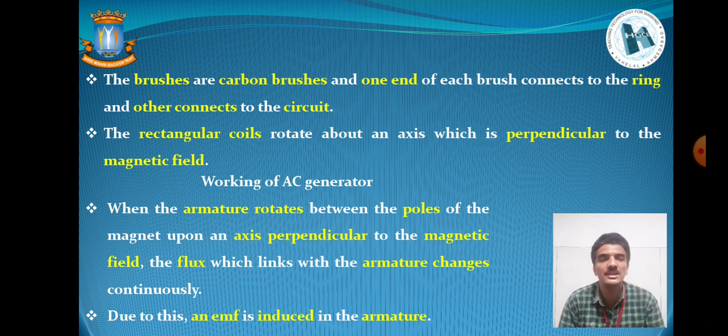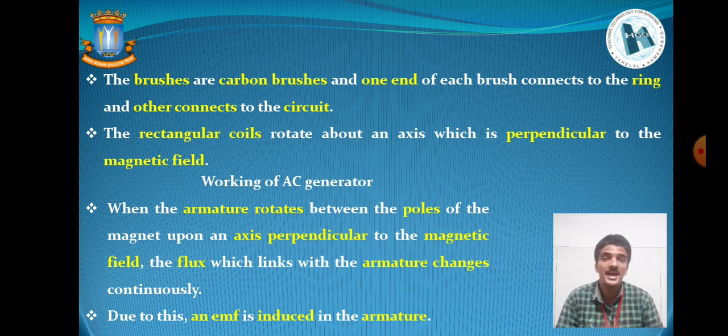We have also seen the construction, the different parts of the AC generator, and now we will look at the working of the AC generator. So now we will see how this AC generator works. We all know about the different parts and the reason for selecting this particular design of AC generators, but how is this mechanical energy, that means the rotation of the rectangular arm, transformed into electrical energy? That is a quite interesting phenomenon, and that we are going to discuss from now onwards.